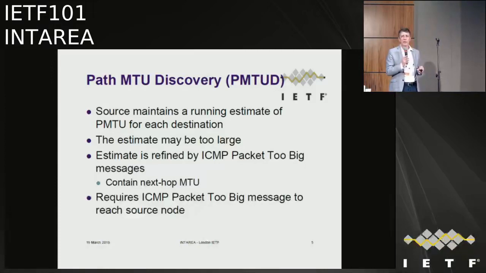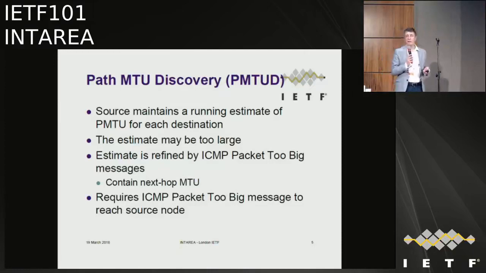In PMTUD, the source node makes an initial estimate of the PMTU to a destination. That estimate may be too large. It then starts sending packets to the destination. If the packet is larger than the actual PMTU, it will not be forwardable. It'll get dropped, and a downstream router will send an ICMP packet too big message to the source. The source, having received that, will update its estimate of the PMTU. Now, this strategy, PMTUD, absolutely requires the network to be able to deliver ICMP PTB messages. If it can't do that, it's black hole time.